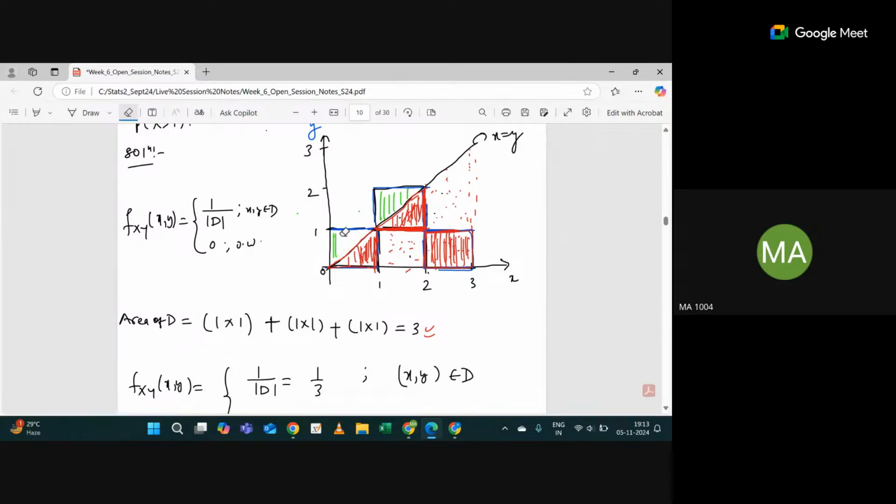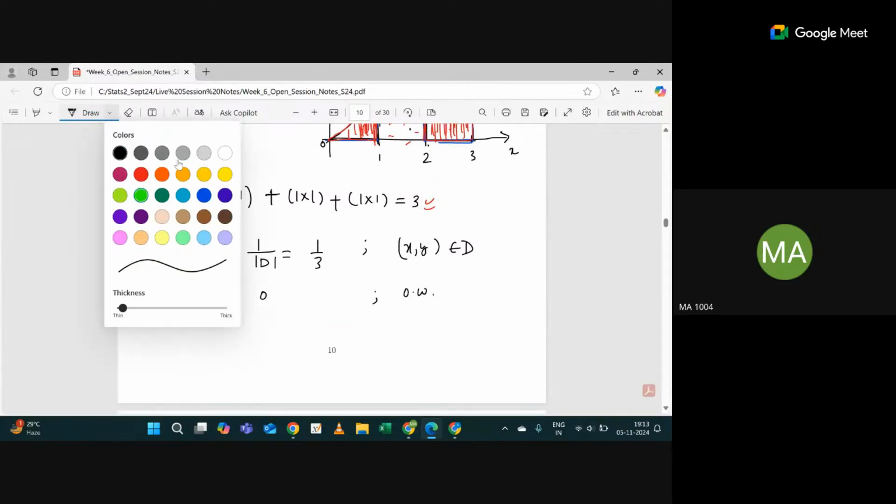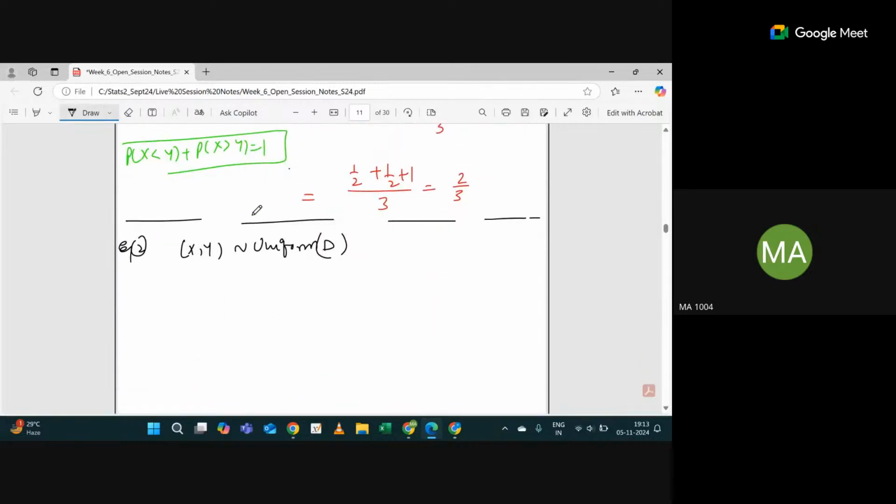Now let me erase this. Okay, let me write the question. Suppose I'm saying x and y follow uniform D, and what is my D? Let me define D. Let's say D is 0 comma half, not 1 this time, into 0 comma half, union of, this is the union sign, half to 1 into half to 1.